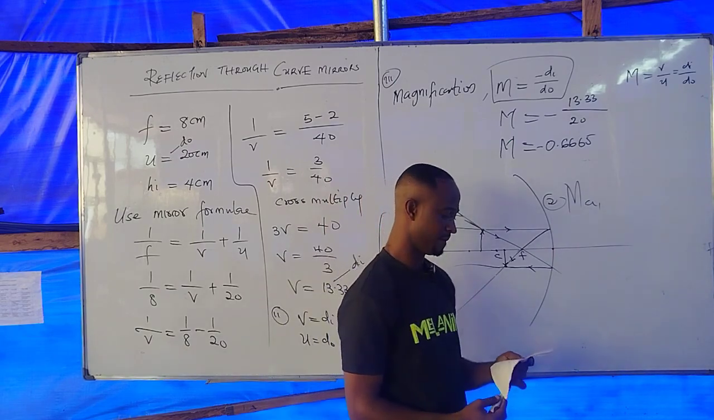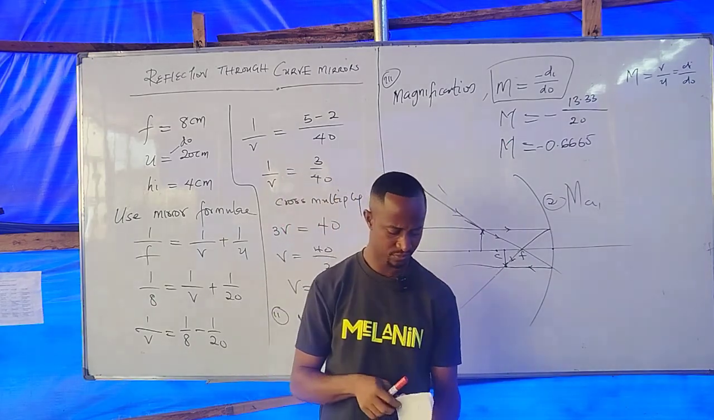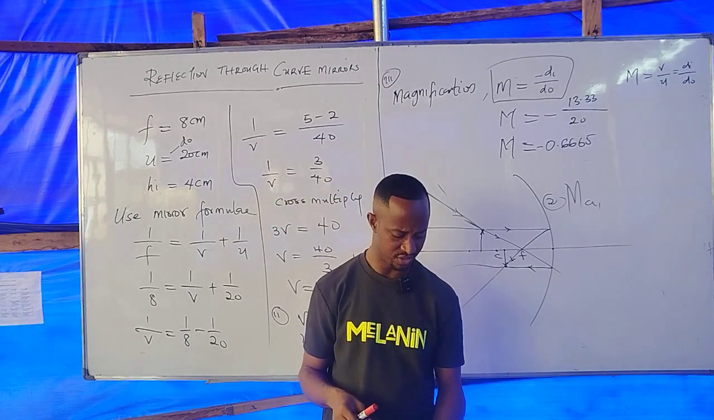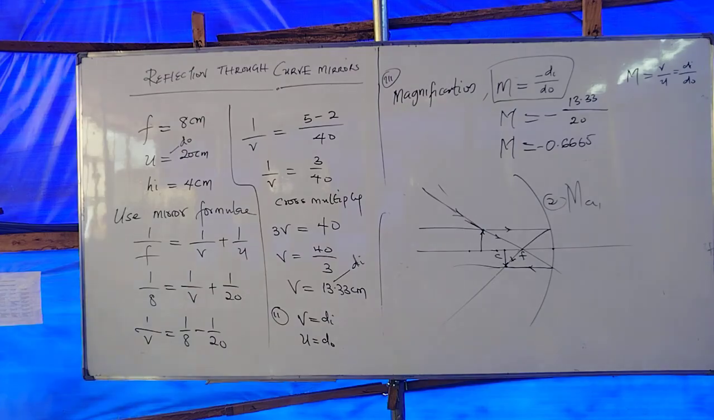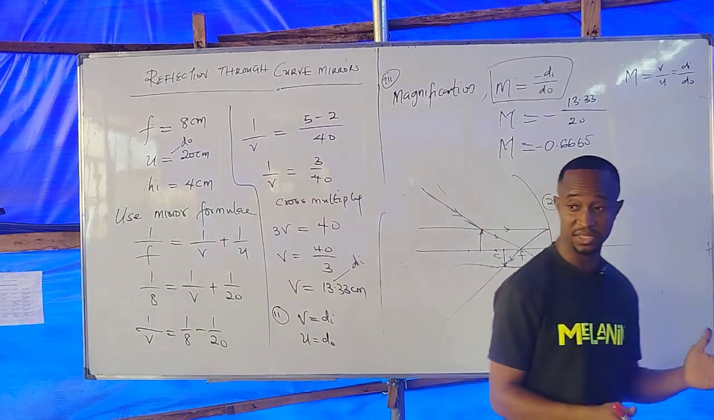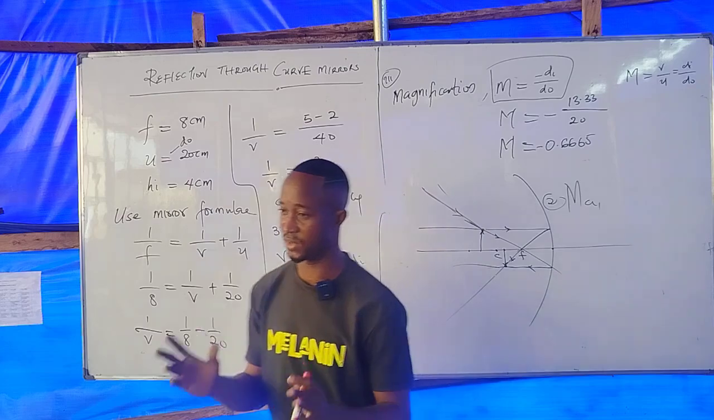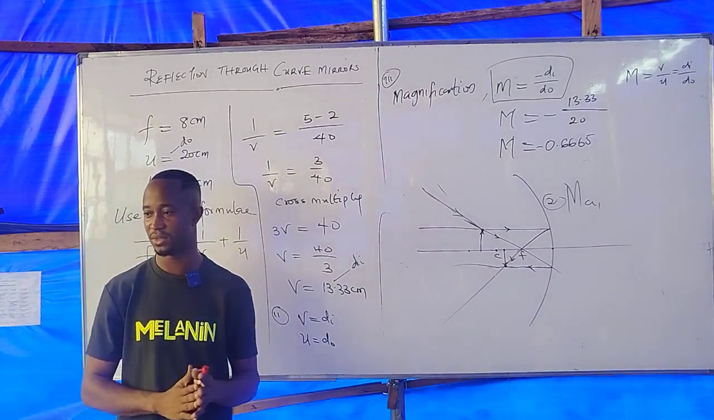Number 3, what is the nature of the image? You know what I mean by nature, Abi? Is the image upright or inverted? Is it enlarged or reduced? Is it real or virtual? That's the nature. Everything comprises in your words. Do you get the concept?